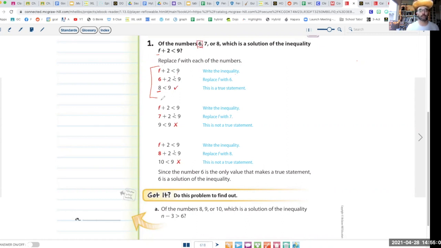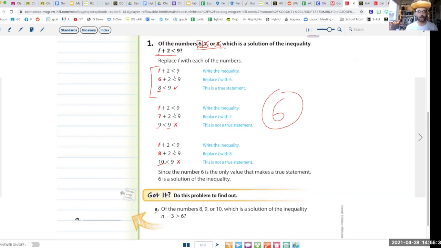So 6 is good. 6 will work. Let's try the next number. Let's try 7. Replace the f with a 7. So now we have 7 plus 2. Is that less than 9? 7 plus 2 is 9. 9 is not less than 9. 9 is equal to 9. So that one does not work. So no 7, you're no good. And now let's try the same thing for 8. f plus 2 is less than 9. So replace the f with an 8. 8 plus 2 is 10. 10 is not less than 9. So 8, you don't work. So the answer to this one would just be 6. 6 is the only one of these 3 numbers that would make that inequality true.